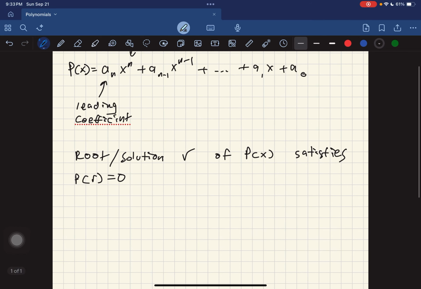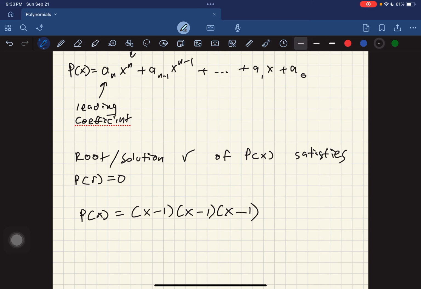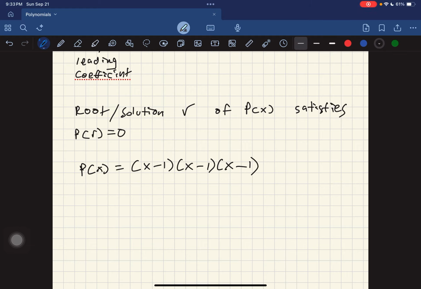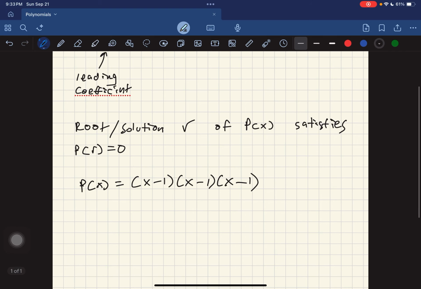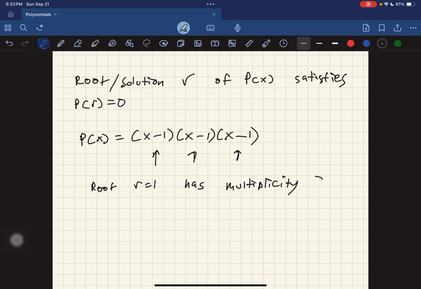Another thing you need to know is multiplicity. Let's say you have a polynomial p of x equal to (x minus 1)(x minus 1)(x minus 1). You can multiply this out and you'll get this form. But if we keep it in this form, it gives you what the roots are, because if you substitute x equals 1, this entire thing is going to equal 0. So x equals 1 is a root. But since it's factored 3 times, there are 3 x minus 1s, that means the root r equals 1 has multiplicity 3, because in its factored form it has 3 x minus 1 terms. So we could just write this as (x minus 1) cubed.